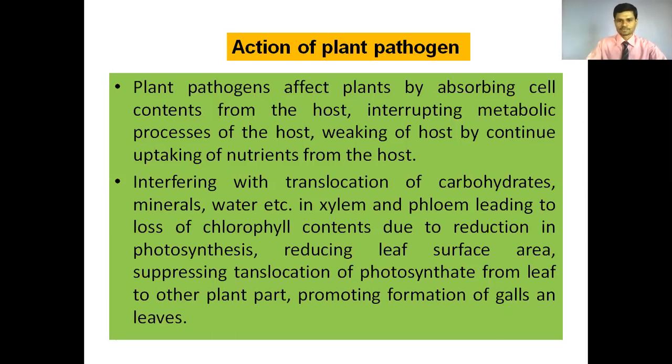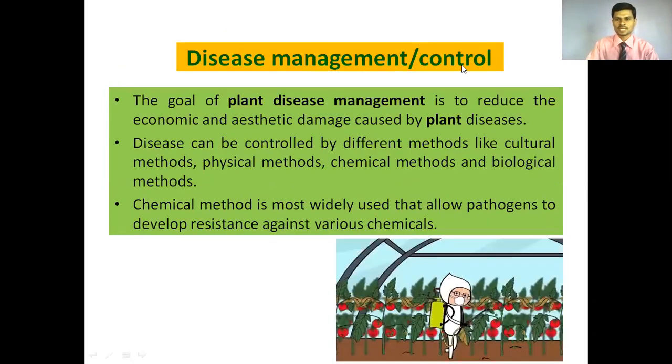Due to this, the chlorophyll content gets reduced, and the leaf surface area also gets reduced. Such bad effects are caused by the pathogen on the host plant. Let's see disease management and control. The goal of plant disease management is to reduce the economic and aesthetic damage caused by plant disease. This is the main goal of plant disease management. That means reducing the economic loss and aesthetic damage caused by the pathogen to the host.